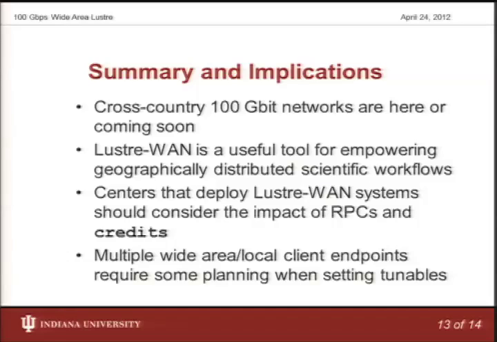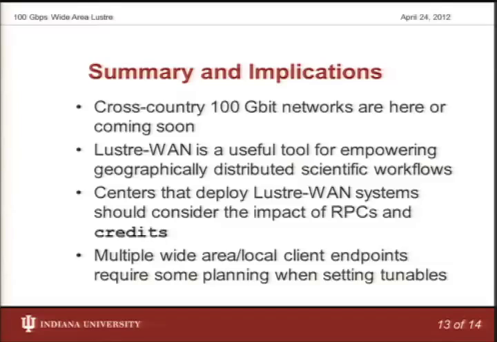So the whole point of this is that 100 gigabit networks are currently deployed through Internet 2, and will soon be fully covering the nation and internationally as well. And one great way to leverage the networks that we have is to use Lustre over the wide area. It simplifies the user's life. It makes things much easier for geographically distributed workflows, which happen a lot more often than you might think.